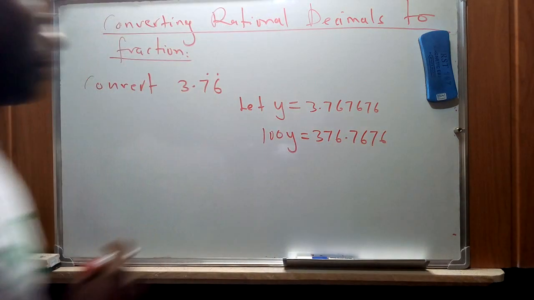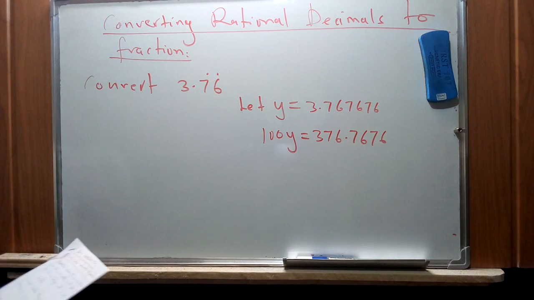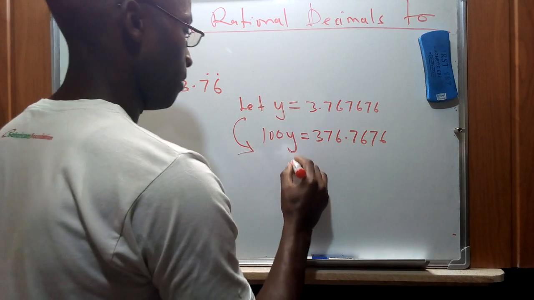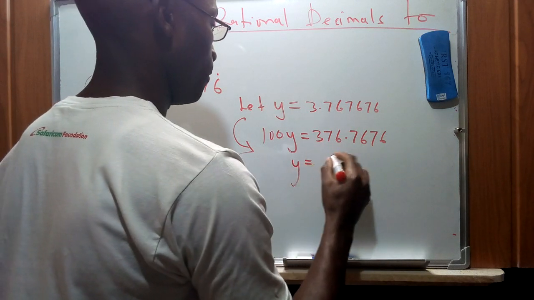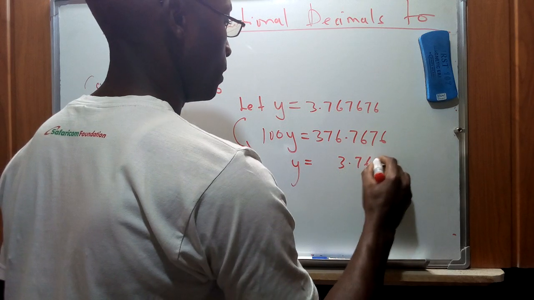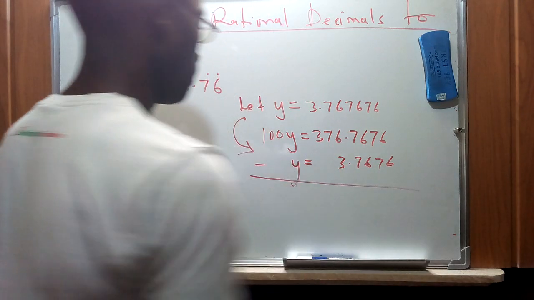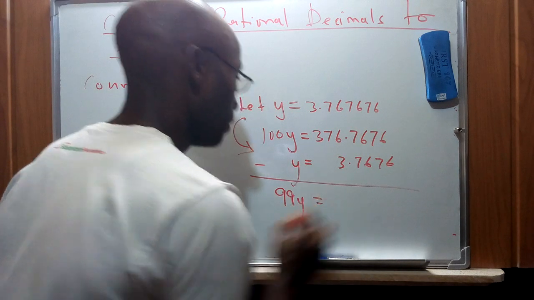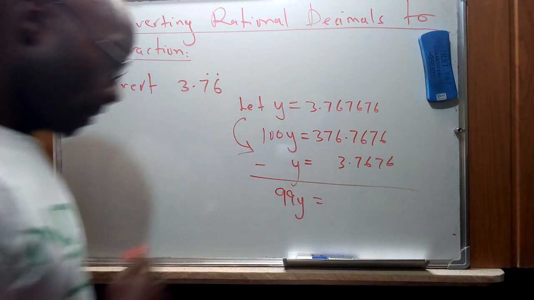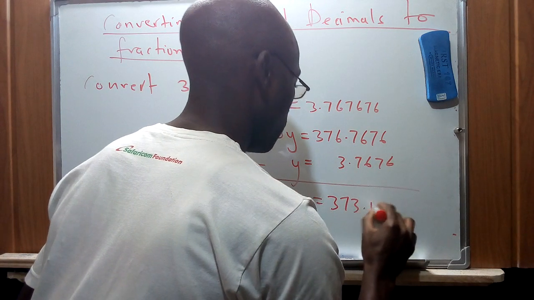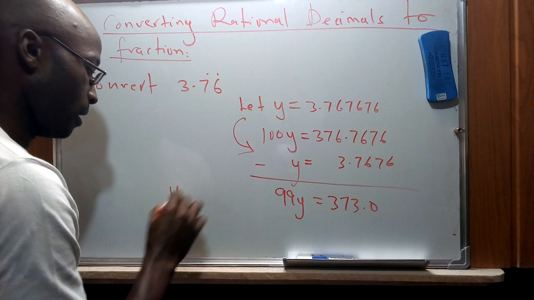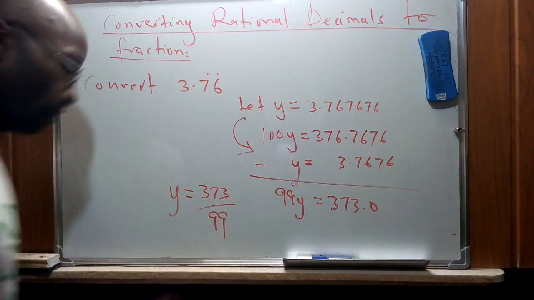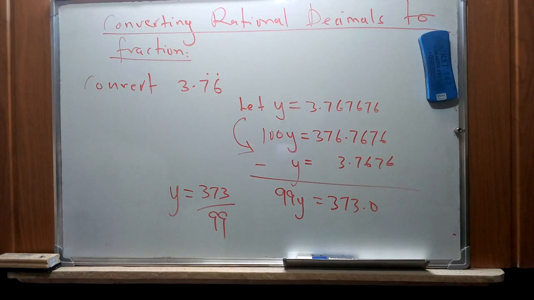376.7676... So if we find the difference between the two, we bring this y to this side so that we are able to make the decimals coincide. So we shall have 3.7676... We find the difference between the two, and then we are going to have 99y equals 373.0. So therefore the value of y is 373/99. So we have converted that one to a fraction.